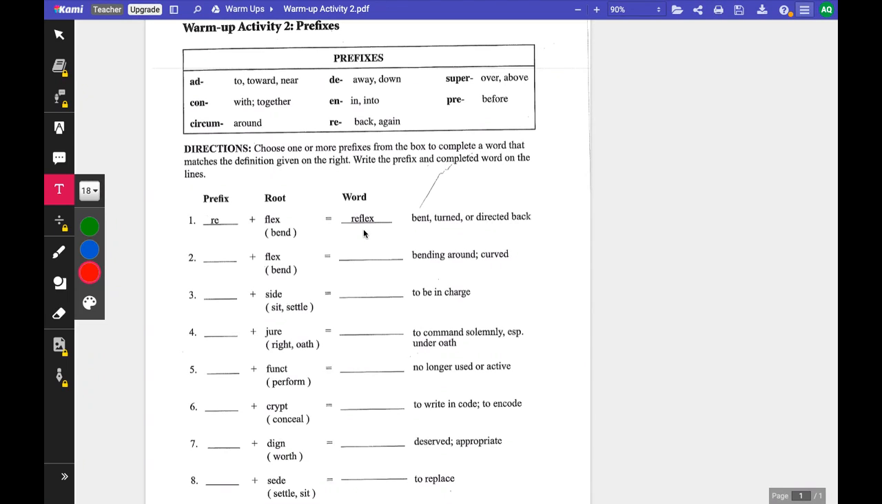So, for example, re is a prefix that means back or again. And the word flex is a root that means bend. So we can make the word reflex, which means bent or turned or directed back. So these parts come together to create a word with a specific meaning that may or may not closely relate to the meaning of the prefix and the root. Sometimes it can be a little tricky.